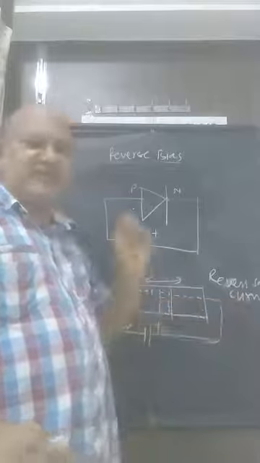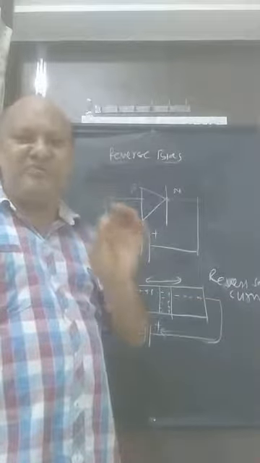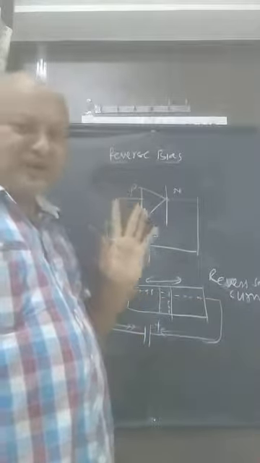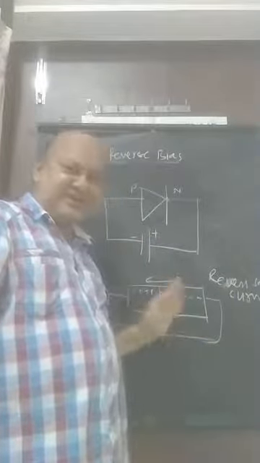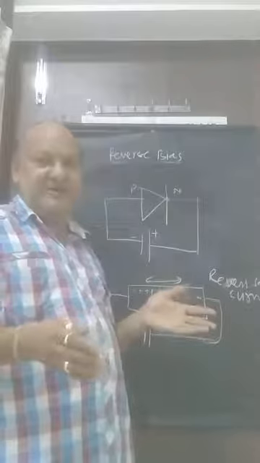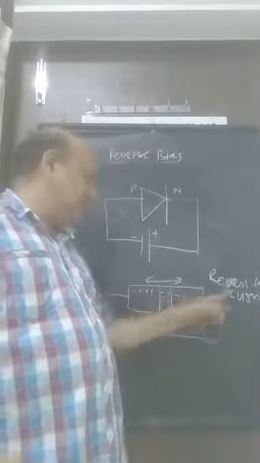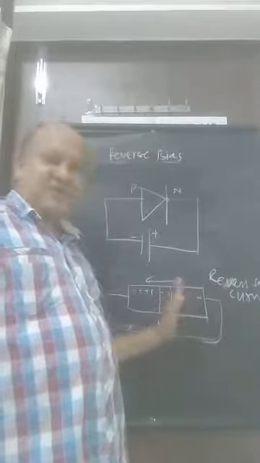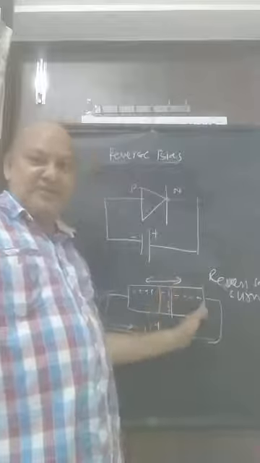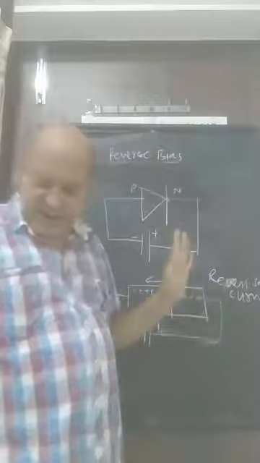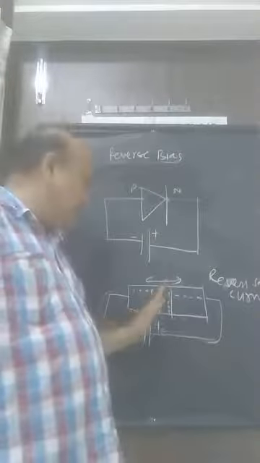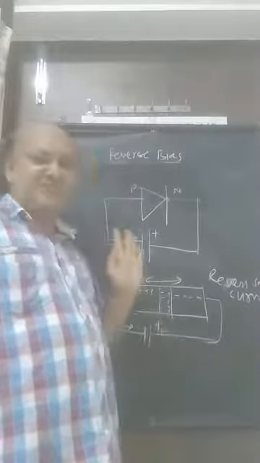This reverse saturation current is very small in a reverse bias diode, because it is due to the minority charge carriers. It is in the range of microamperes. Otherwise, there is no major current flowing in reverse bias. Only a minor current flows, and this is the function of the reverse bias diode.